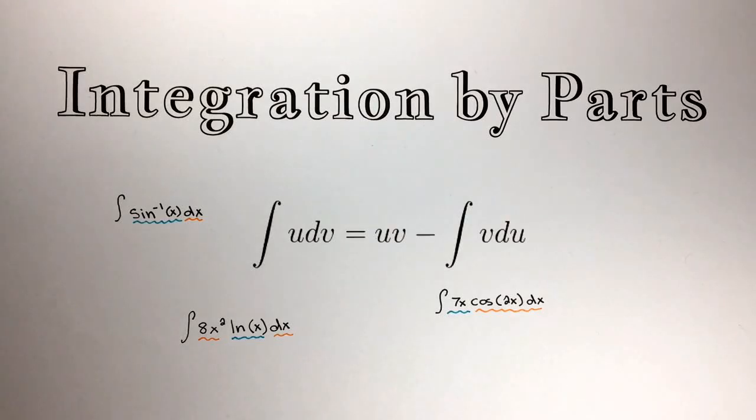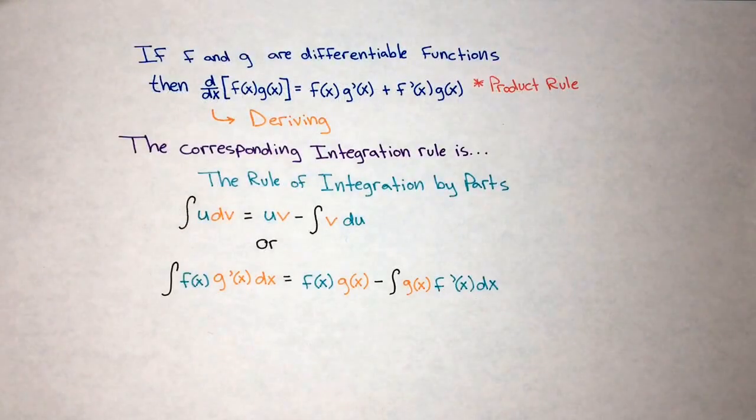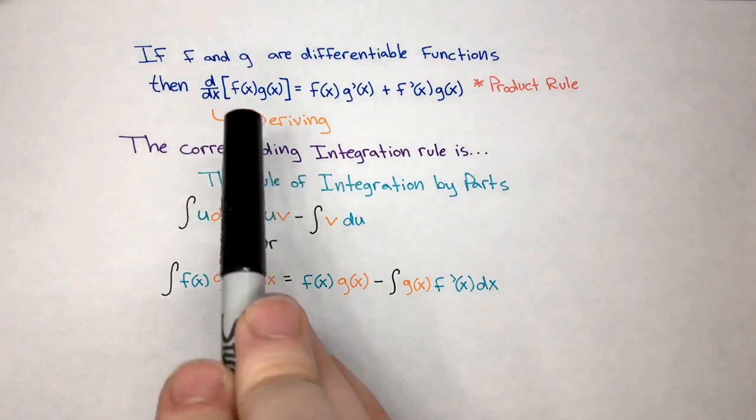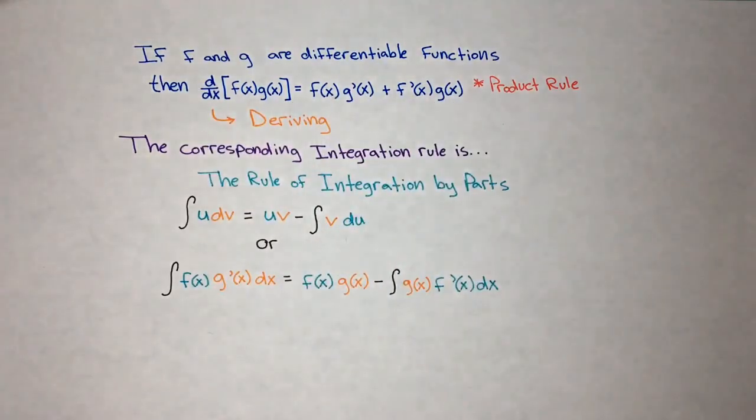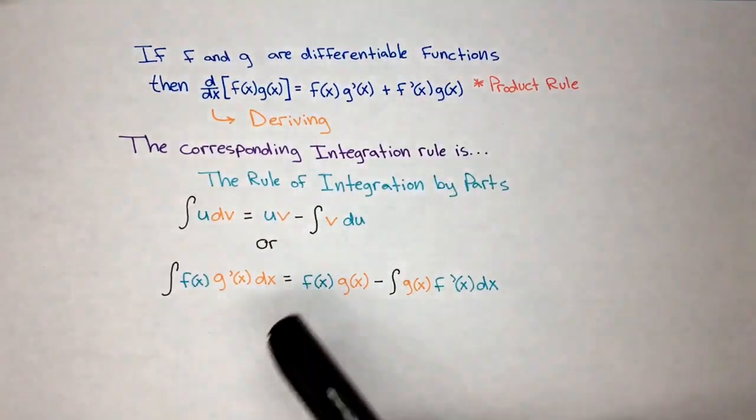Today we'll be taking a look at integration by parts. Real quick, let's go and take a look at where the formula comes from. As you can see, we take the product rule and then we take the derivative of both sides, and that's how we get the corresponding integration rule.